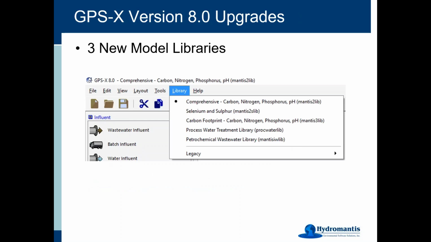Okay, I'll just touch very briefly on the new things that are in the software that we're not going into detail on today. I've covered these previously in the last couple of webinars, but it's good for those of you who might not have been part of those. We have 3 new model libraries. We now have activated sludge models that include selenium and sulfur compounds. We have a process water treatment library as well, for doing water treatment, drinking water, or process water that's used in industry, for example. And we have an industrial version of GPSX now, the petrochemical wastewater library, for doing petrochemical refinery wastewater treatment, for example.